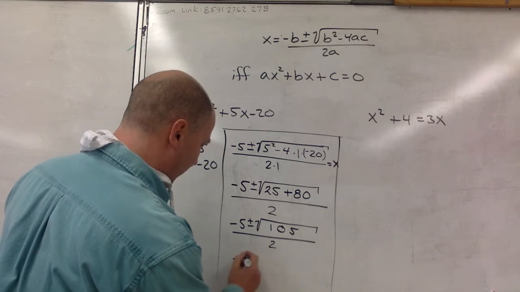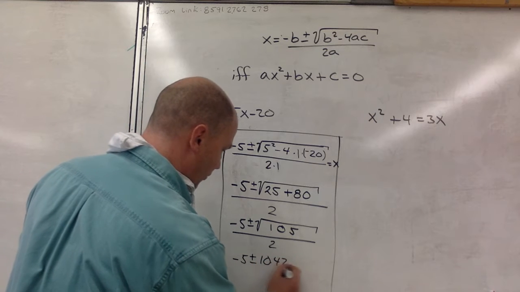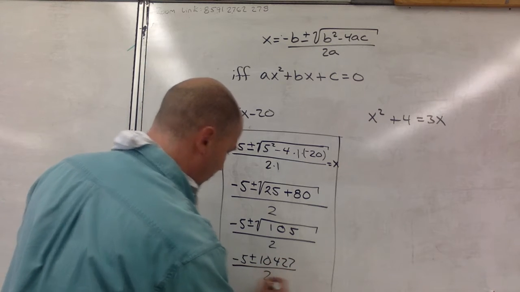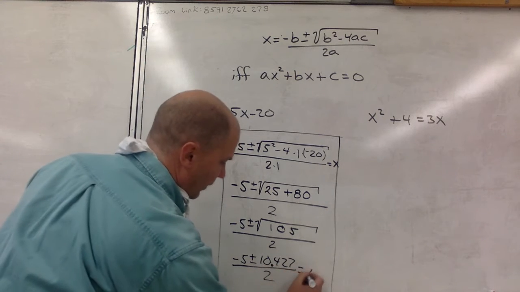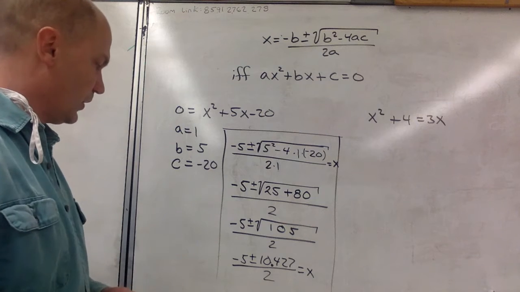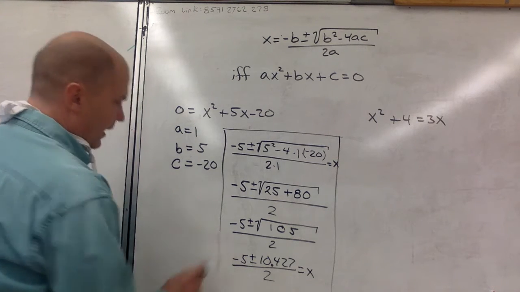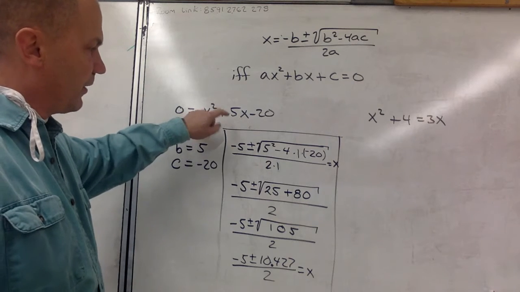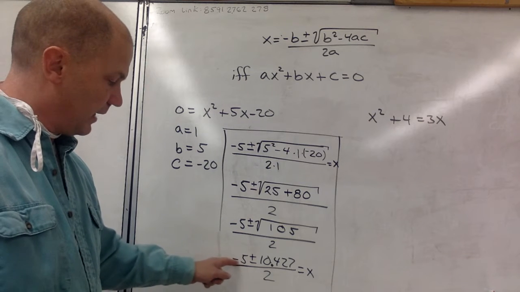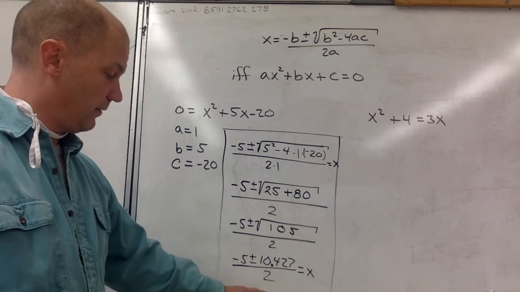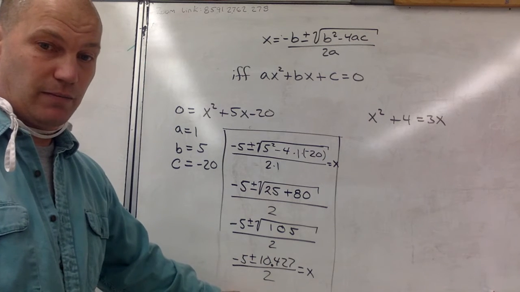So negative 5 plus or minus 10.427 divided by 2. Right? Put my decimal there. All this is what x is. Okay, so I'm mostly done. I know now that the graph of this equation has 2 zeros. One at negative 5 plus 10.427 divided by 2, and one at negative 5 minus 10.427 divided by 2.